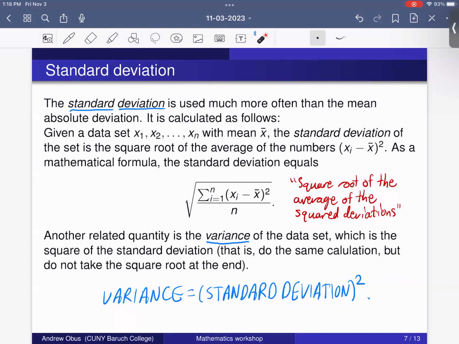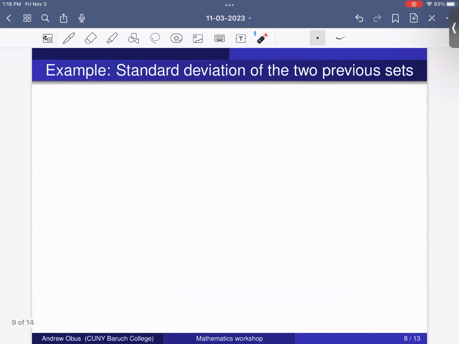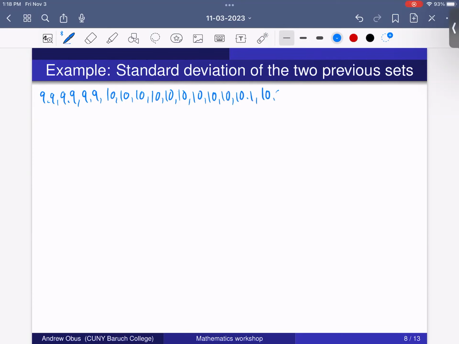What we're going to do now is do the same calculation with the same two data sets, using the standard deviation. We should expect that for the first data set, which is very undispersed, the standard deviation should be much smaller than for the other data set, which is much more dispersed. So, example: standard deviation of the two previous data sets. Let me write it again: 9.9, 9.9, 9.9, 10, 10, 10, 10, 10, 10, 10, 10, 10, and then 10.1 and 10.2. Again, the average is 10.